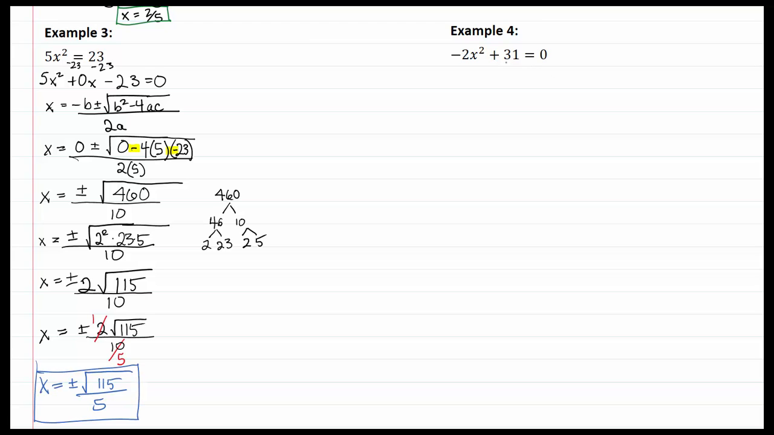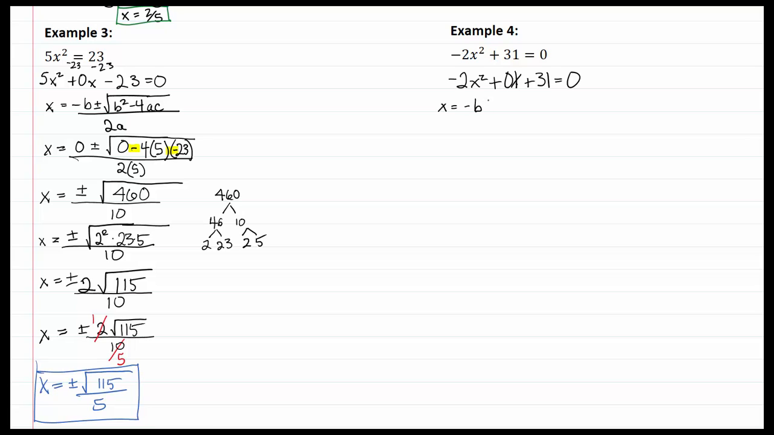Finally, example 4. This one is a little bit trickier. It's got that negative in the leading term. And again, 31, not a great number to try and factor. So I'm just going to add that middle term in, a 0 for b. And now I'm going to use the quadratic formula again.